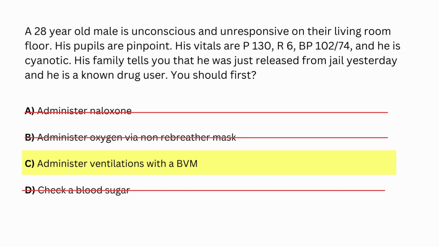Lastly, D is wrong because we have all the indications we need to suspect a drug overdose. But more importantly, we have a patient who has a decreased respiratory rate, so we need to manage that first. We will eventually check for a blood sugar on this patient, but it's definitely not the first or even second thing that we would want to do for them. So again, the correct answer is C. Administer ventilations with a BVM.